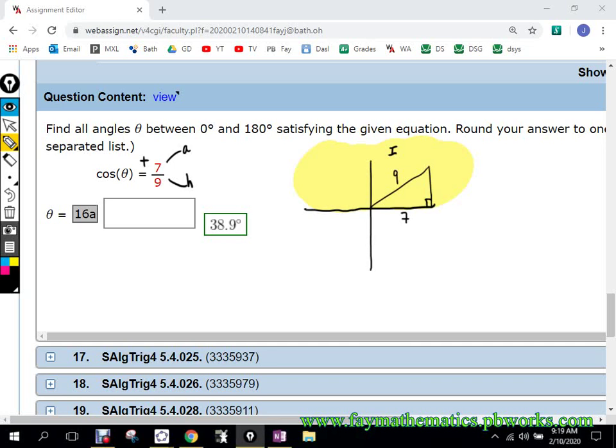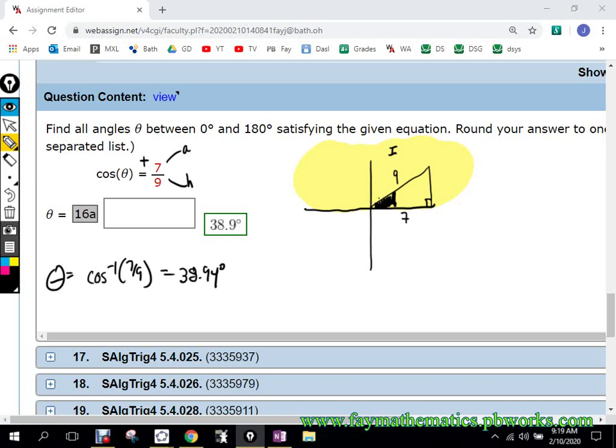So when we type that in my calculator, cosine inverse of 7/9, obviously it's going to give you the 38.9 number. It's 38.94. So cosine inverse of 7/9 is 38.94 degrees. So that's what this angle right here is. So obviously one of our solutions, right? Okay. Now, it asks me to find another angle between 0 and 180.